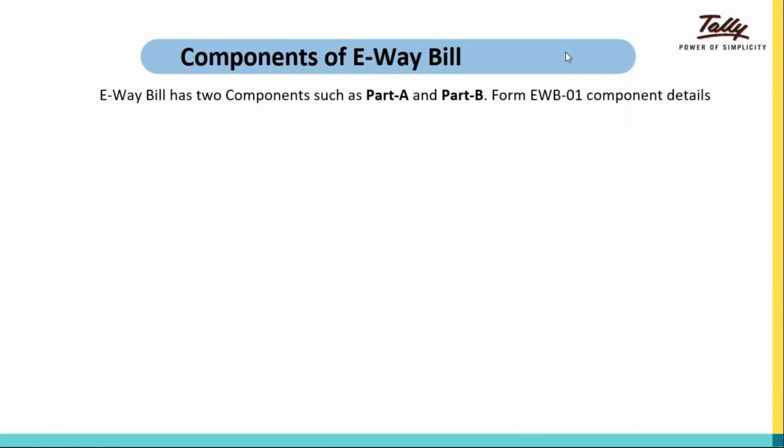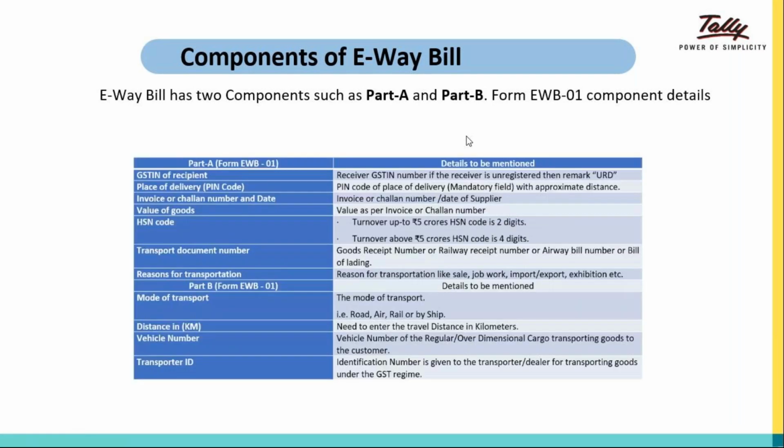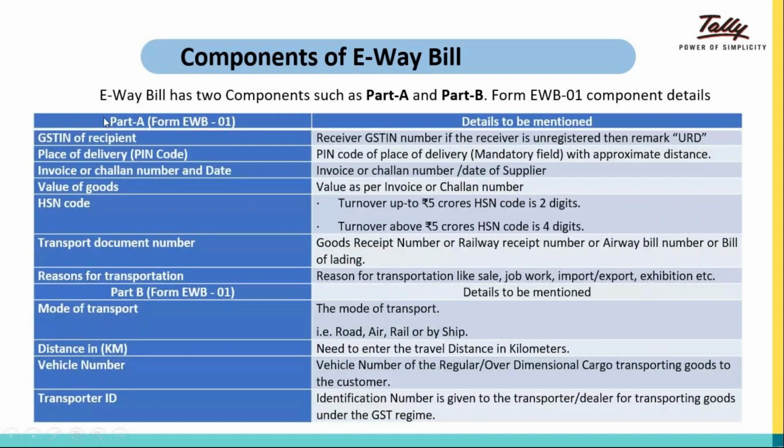Okay, so now let us see what are all the different components of e-way bill. An e-way bill will have two important components, which are part A and part B. So your e-way bill will contain part A as well as part B. Now let us understand what details come under part A and part B. Here we have part A from EWB. EWB means e-way bill, and these are the details to be mentioned in part A.